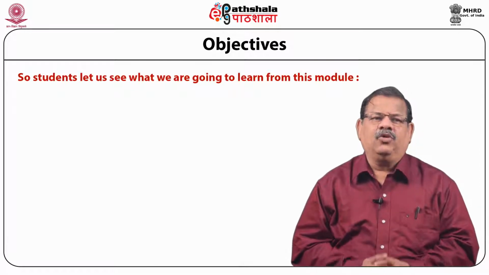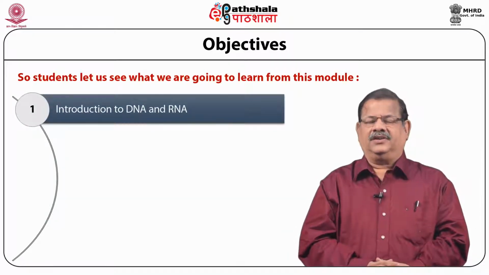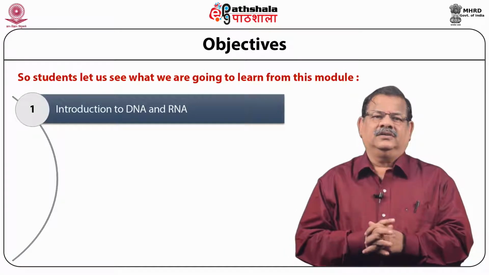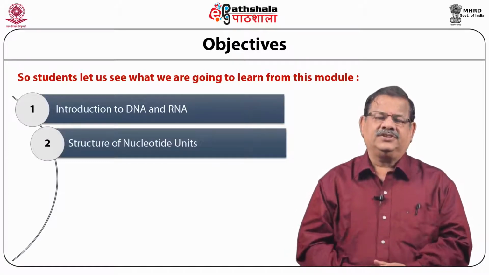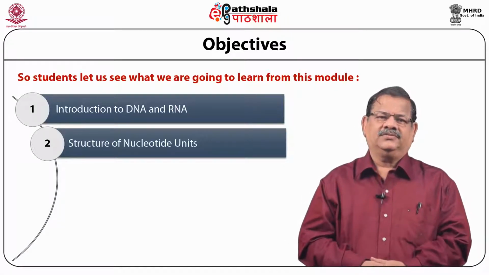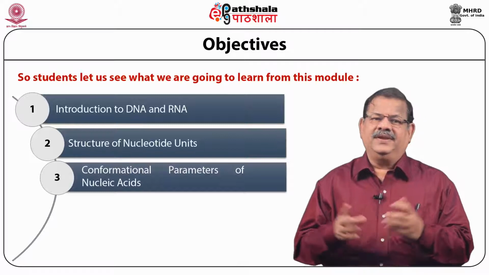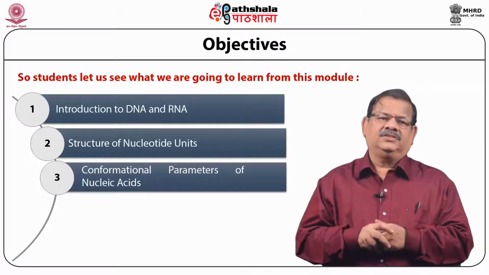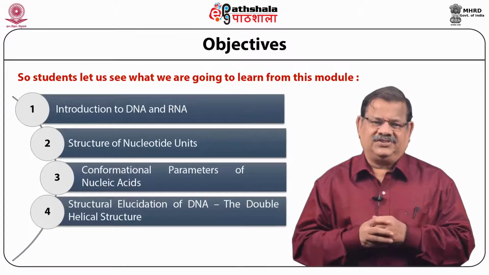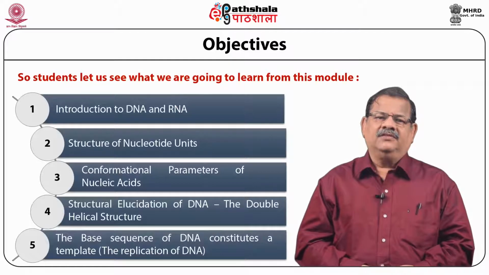First of all, I am going to introduce you all to DNA, the deoxyribonucleic acid, and also RNA, the ribonucleic acid. We are also going to learn about the structure of nucleotide units, which are made up of the nucleic acid bases as one of the units, and also we are going to describe the conformational parameters of nucleic acids, which are many. Then we are going to deal with the structural elucidation of DNA, namely the Nobel Prize winning double helical structure.